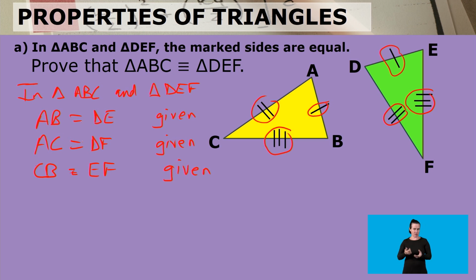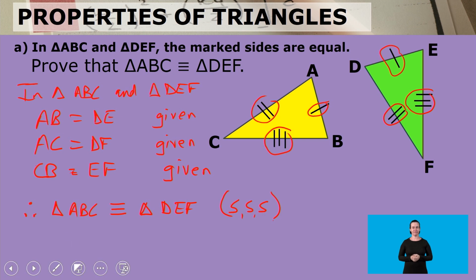Again, you then notice I've got the three reasons, but what are they? Are they angles? Are they sides? AB is a side, AC is a side, CB is a side. So therefore, I'm looking at sides of the two triangles. Then I can safely say, therefore, triangle ABC is congruent to triangle DEF, and my reason then would be side, side, side.